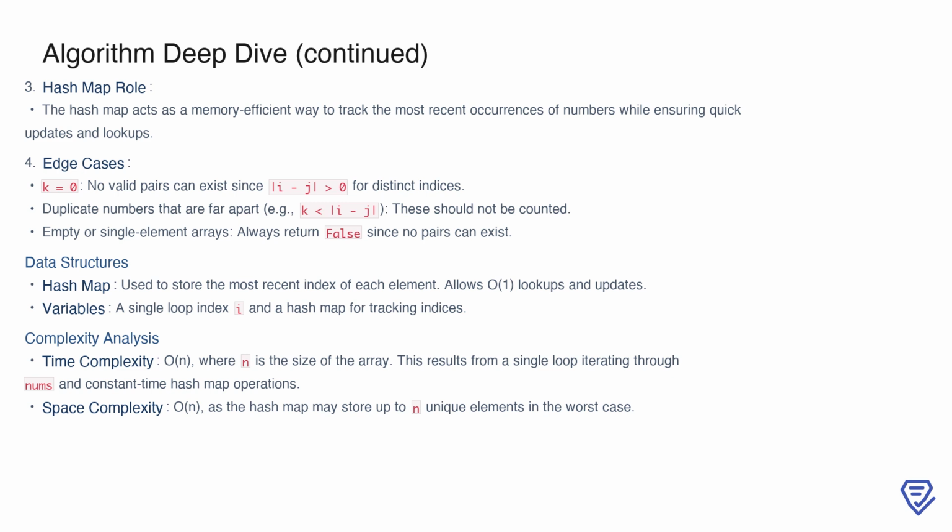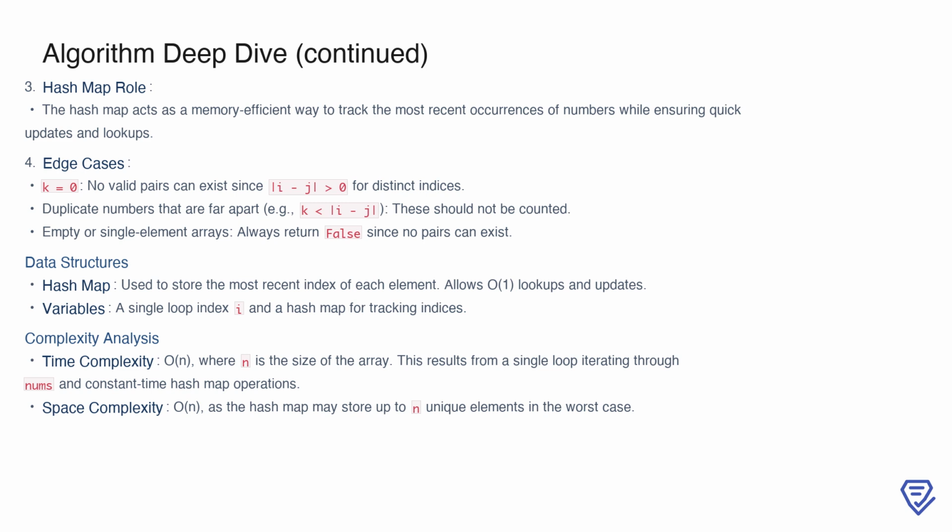There are also a few edge cases to consider. For instance, when k is 0, no valid pairs can exist, as the indices must be distinct and the distance between them would always be greater than 0. Additionally, if there are duplicate numbers in the array but their indices are farther apart than k, they should not be counted. Arrays that are empty or contain only a single element also return false since no pairs can exist.